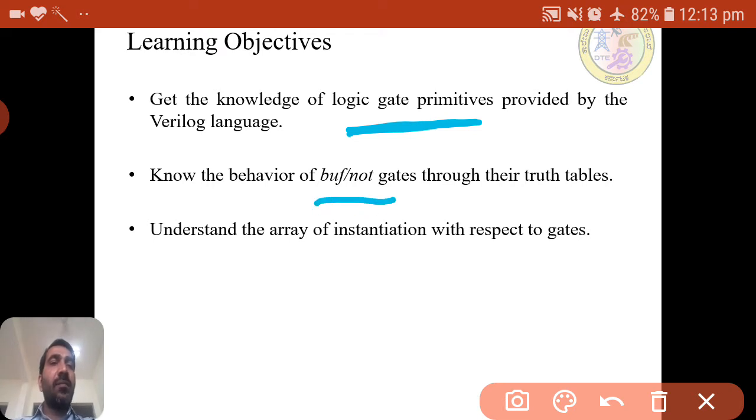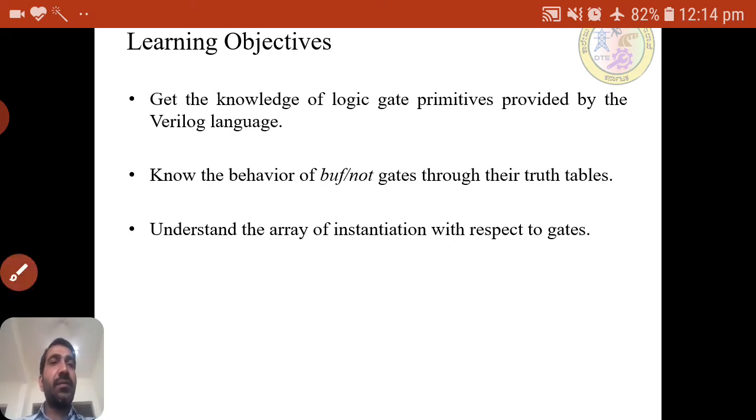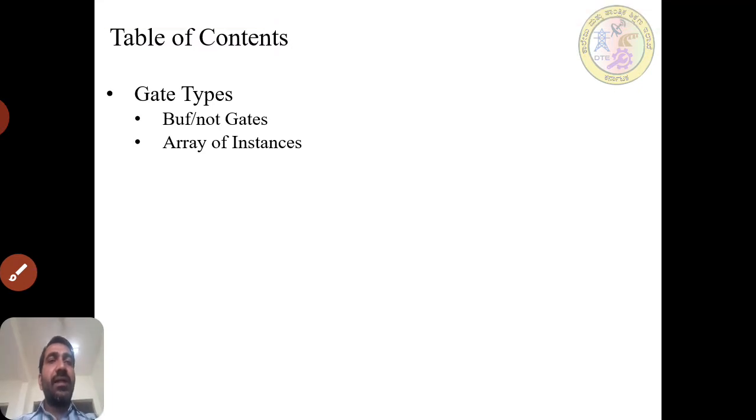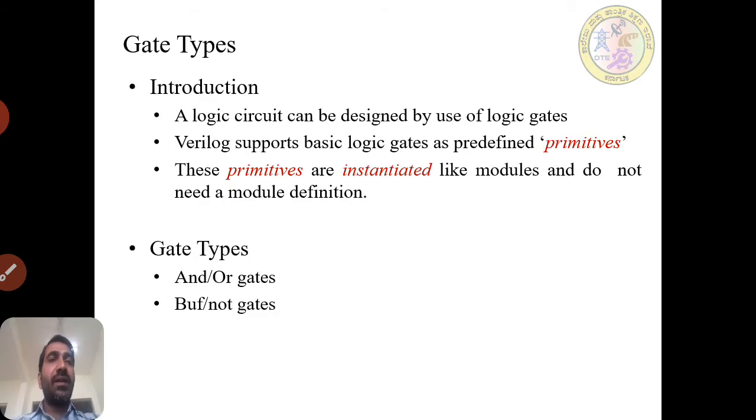Compared to earlier, in this session we will see the buffer and NOT gates, how the buffer and NOT gates behave, and their truth tables considering the four values 0, 1, x, z, and how to instantiate an array of instantiations, that is, more than one instantiation with vectors. All those things we will see in this session. As we know, AND OR gate is one gate type, and the other one is buff NOT, so we'll see an array of instances.